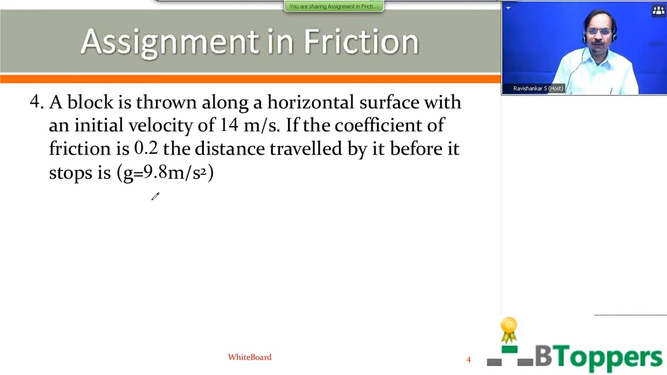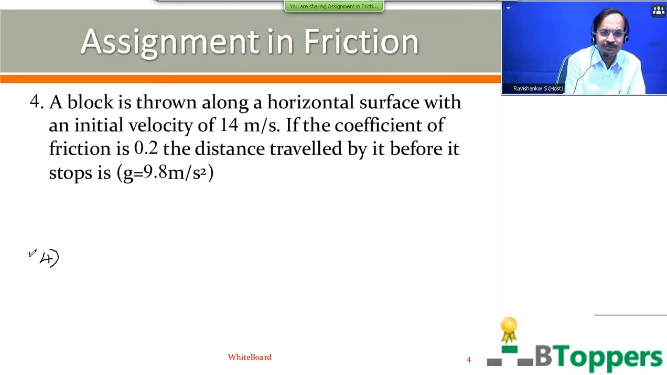A block is thrown along a rough horizontal surface with an initial velocity of 14 meters per second. The coefficient of friction is 0.2. The distance traveled by it before it stops is? g is 9.8 meters per second square. So in case you are given this problem in the board examination, you have to derive the result I discussed in special case 2.